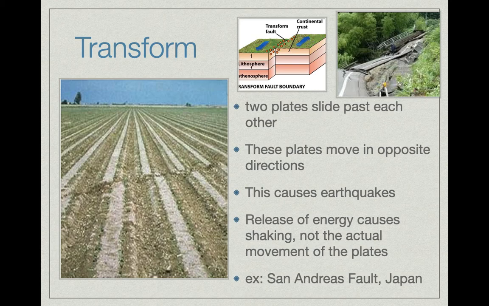And then our two examples are the San Andreas fault line in California, and that's the picture on the left. And then Japan has quite a few fault lines in it, and that's in the picture on the upper right.